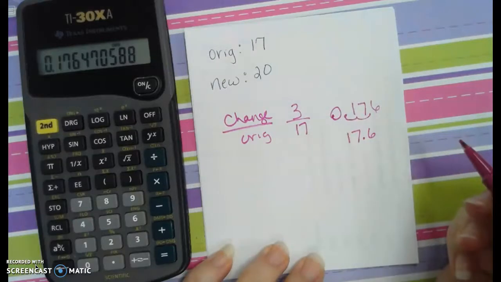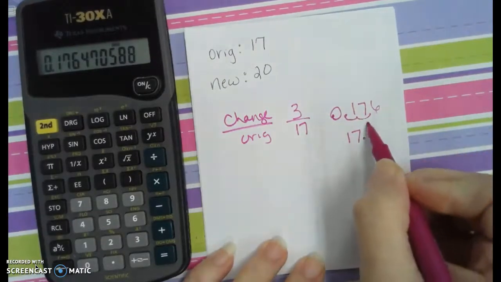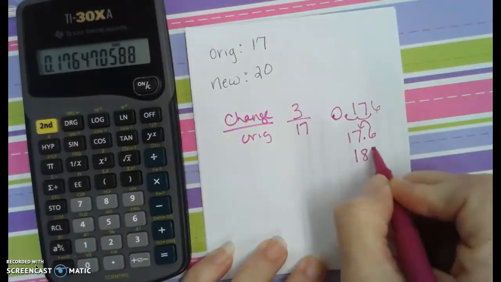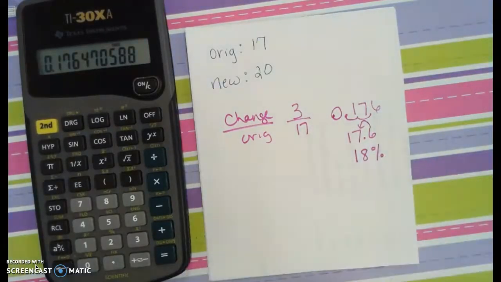17.6. So if I round it, I like to round these to the whole number. That's usually what it's going to ask you to do. So that would be 18%. And again, that would be an increase.